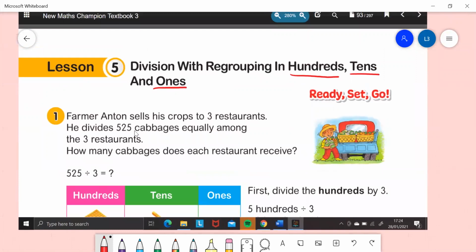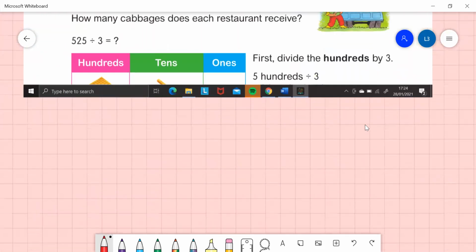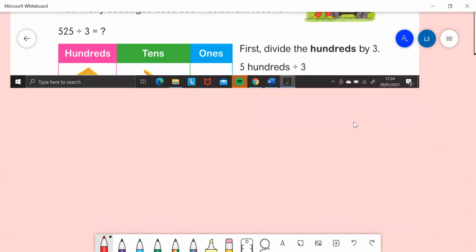Okay, so in here we know that we can use division. 525 divided by 3. 525 kol dibagi sama 3 restoran. Okay, now we can solve the problem by using a long division, ya. First, we write in long division, divided by 3. Now, remember, we start from the left, ya, jadi yang paling kiri duluan, yang paling di kiri itu hundreds place, ratusan.